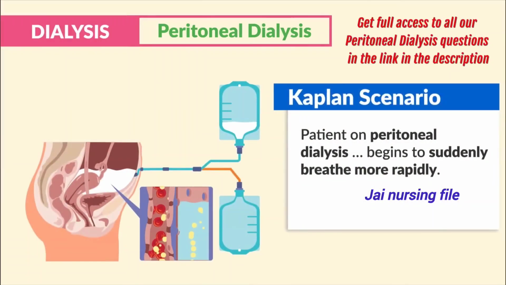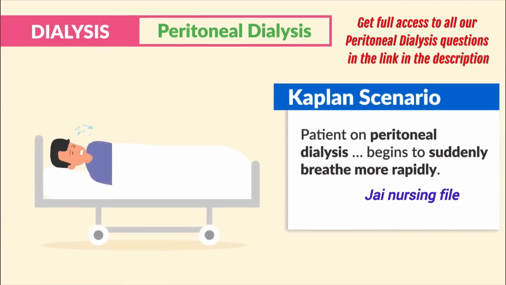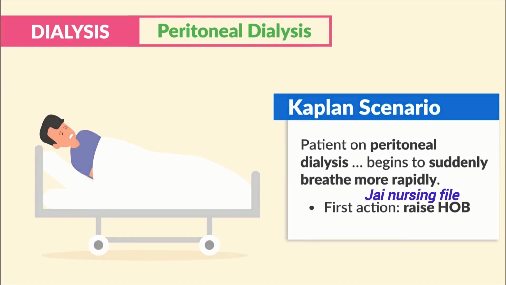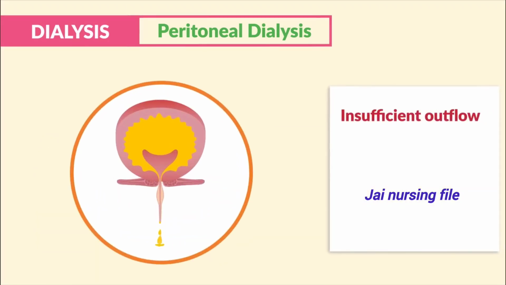Now, Kaplan gave a scenario about a patient on peritoneal dialysis that begins to suddenly breathe more rapidly. The first action here was to raise that head of the bed. And lastly, a few select all that apply questions came from insufficient outflow.